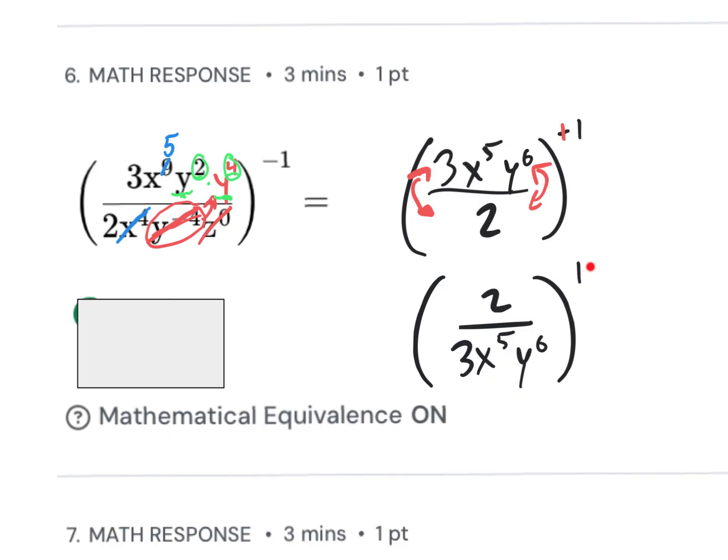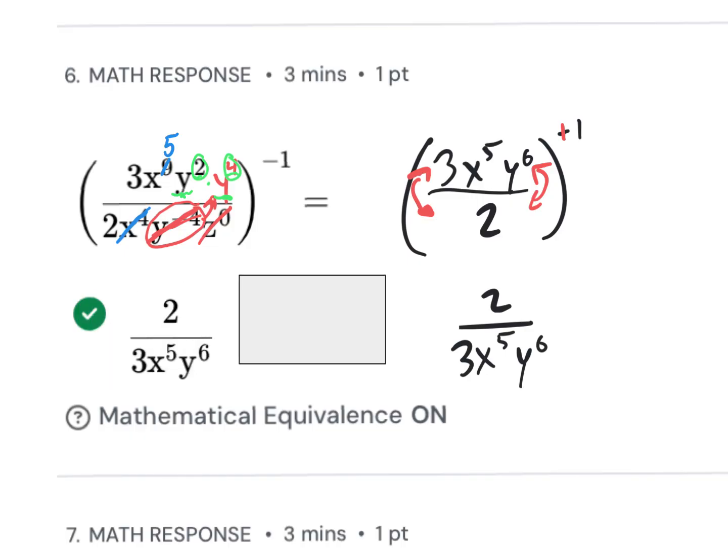But distributing the power of 1, it doesn't change anything. So technically, you don't need it. This is your answer right there. Let me show you. There's the answer. 2 over 3x to the 5th, y to the 6th.